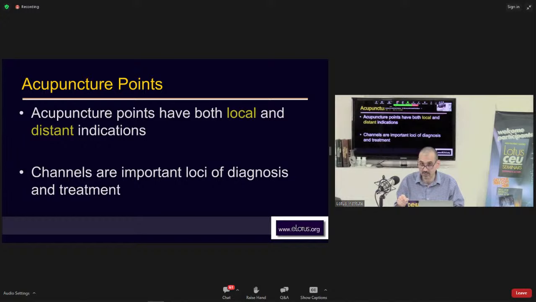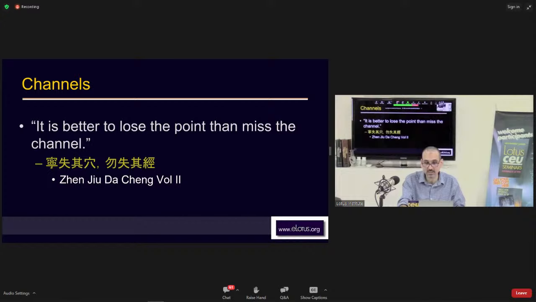So we have this idea, for example, this is a quote from the second volume of the Great Compendium of Acupuncture. It says, Ning shi qi shui, wu shi qi jing. So it's better to lose the point than miss the channel, right? It's like knocking us over the head with a hammer. It says you've got to pay attention to the channels, which means we have to understand the channel itself, the channel relationships, et cetera. So this is going to be something we're going to be looking at also when we're focusing on it.